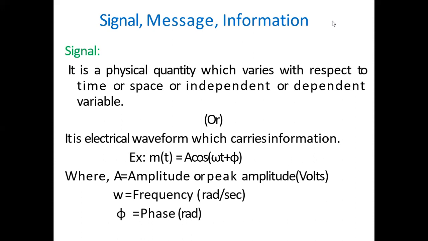Very good morning. In our previous sessions, we have seen what are all the elements of a communication system. In today's session, we will discuss signals and types of signals. As I said earlier, a signal is a physical quantity which varies with respect to time or space, or it may depend upon one or more independent variables.